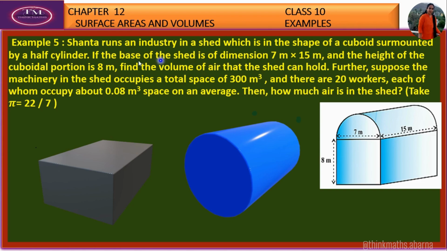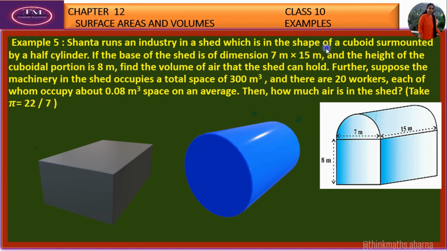Further, suppose the machinery in the shed occupies the total space of 300 meter cube and there are 20 workers, each of whom occupies about 0.08 meter cube space on an average. Then how much air is in the shed? Take pi is equal to 22 by 7.